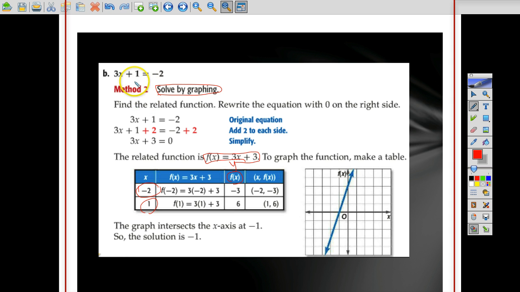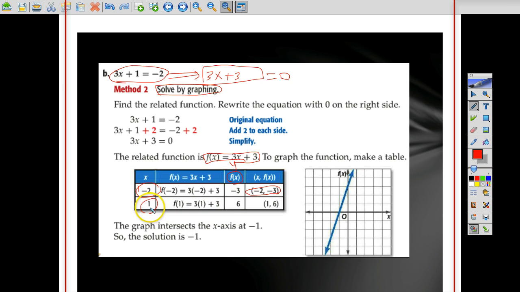Because when we make it into 0, all right, let's backtrack. So when we have this equation, we're going to make it so that all the terms on the left side equal 0. So you're going to add 2 to each side, and so you have 3x plus 3 equals 0. Now here's the equation we're solving, and when x is -2, you put -2 instead of x, and you have 3 times -2 plus 3 is -3. So now you have -2 and -3 as your point.